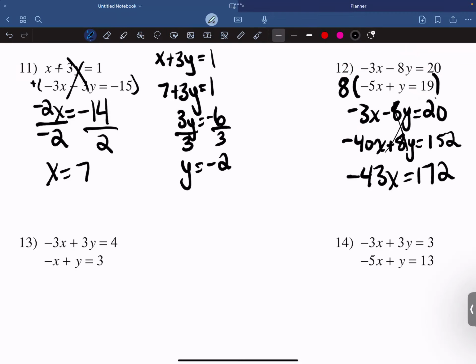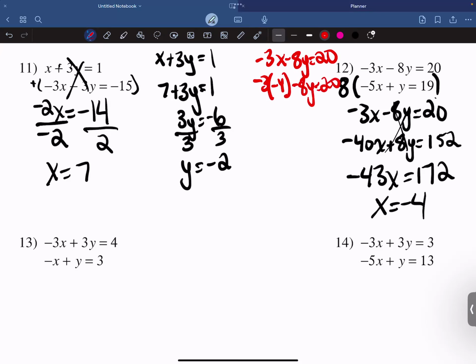We substitute that back in. Either one of these equations will give you the answer. We substitute that back in, negative 3 with negative 4 minus 8y is 20. We get 12 minus 8y equals 20. Negative 8y equals 8. So y equals negative 1. Okay, so you would have your coordinates here, negative 4 and negative 1.